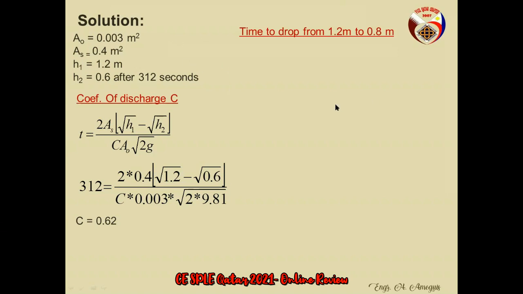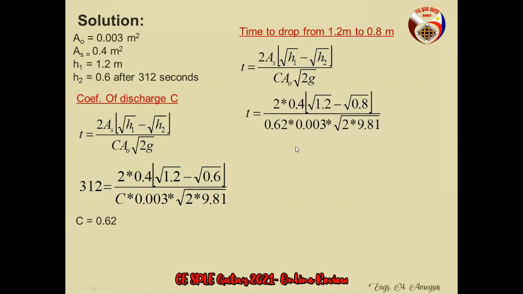Pag alam mo yung formula, wala nang problema, substitute ka lang diretso, kuha mo na yung sagot. Twice AS, square root of H1 minus square root of H2, over C, AO, square root of 2g. Substitute 1.2, 0.8, AS, AO, and C, which is 0.62, given the certain condition. Then you can solve time T. It should be in seconds, kasi gravity mo dito is 9.81 meter per second squared. So walang minute, mapa-English or mapa-metric.